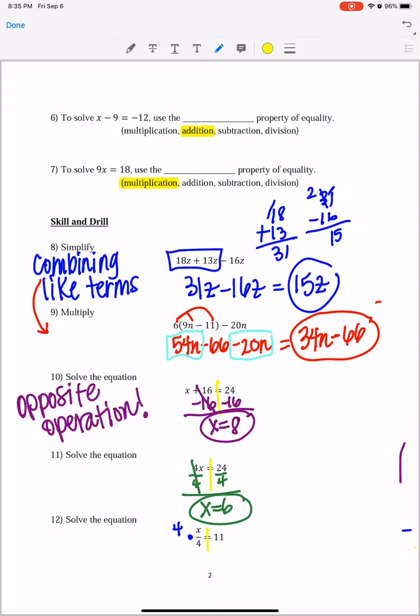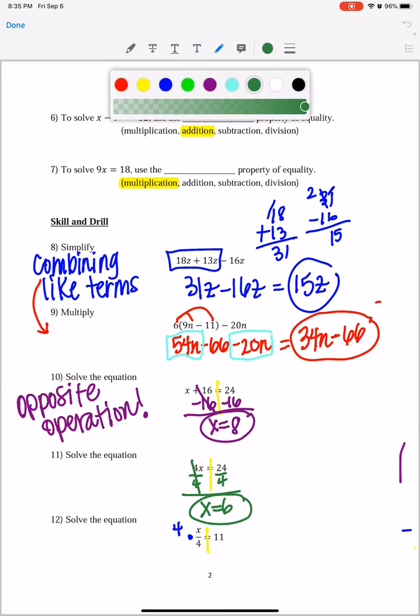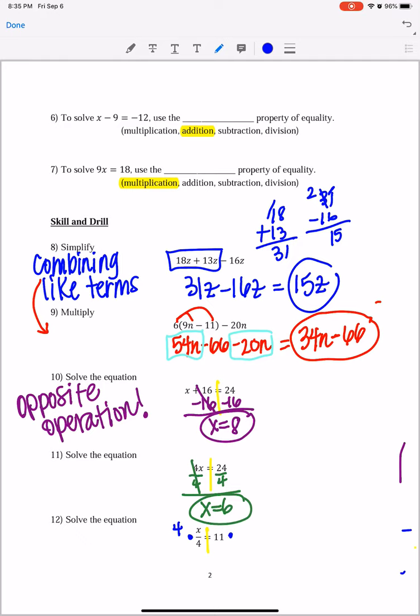And what I do to one side of this equation, I must also do to the other side. So I've got to multiply this side also by 4. My 4's on the left cancel, so I'm left with x equals, and 11 times 4 gives me 44.